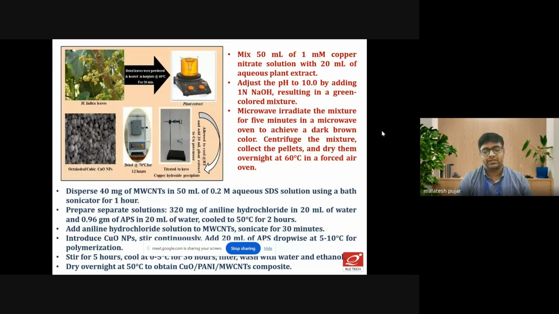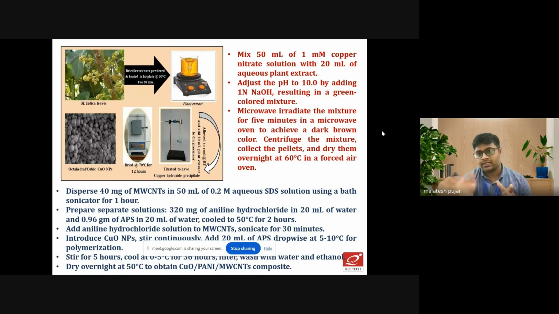Here, quickly, with the graphical representation, I would like to highlight how we synthesized it. This is the green extract we used, from Indica leaves, which are very well known and available everywhere. We collected these leaves from our local area, washed them with distilled water, and chopped them. 50 ml of a 1 millimolar copper nitrate solution was mixed with the plant extract we obtained. Then the pH was maintained at 10 by adding NaOH solution.